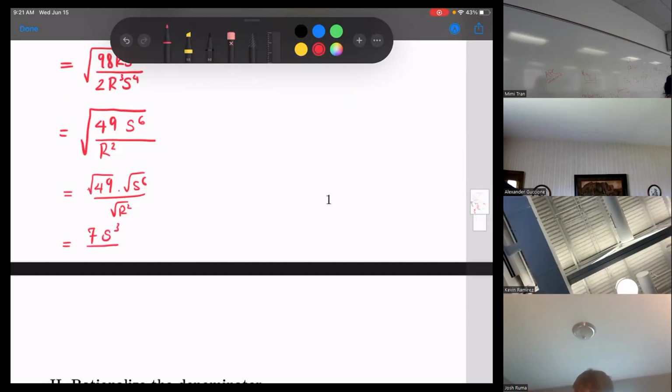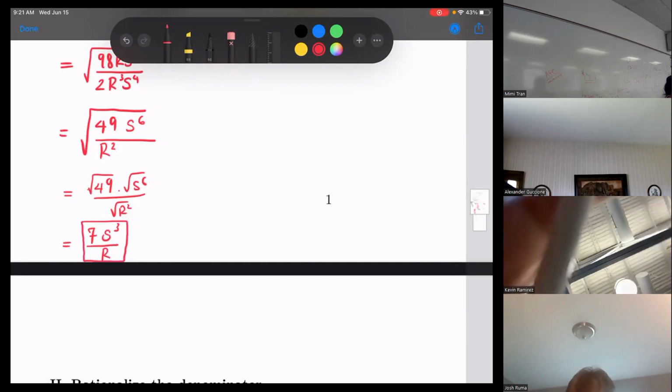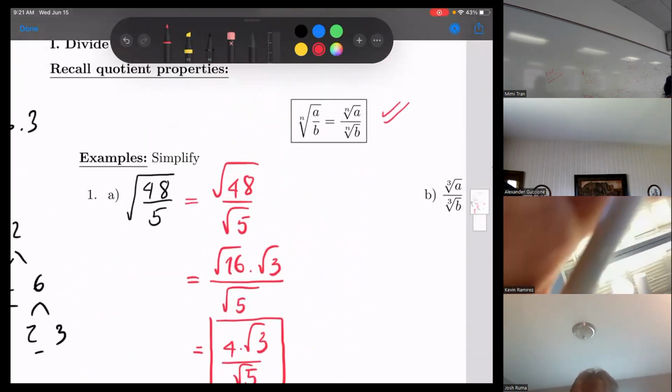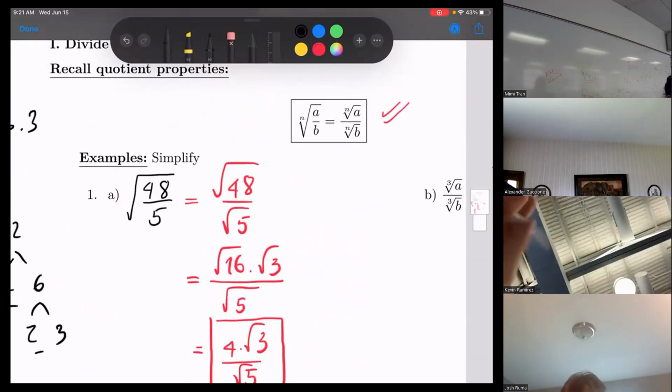And so the square root of R squared is R, right? You know what? I'm not going to hold you responsible for the absolute value. I'm just going to say, assume all variables are positive. So I don't have to worry about the square root.